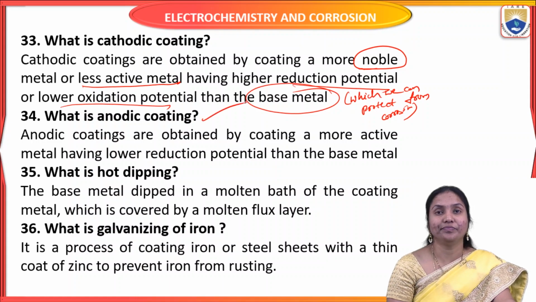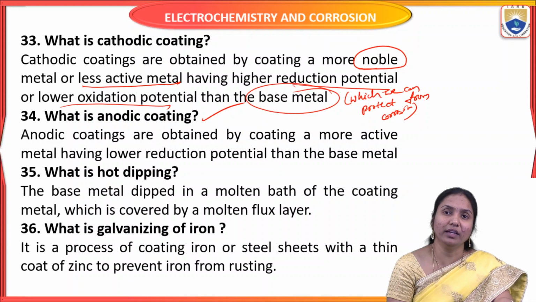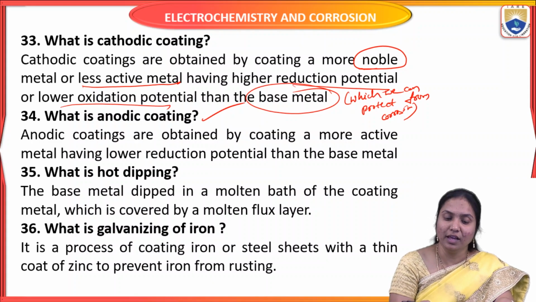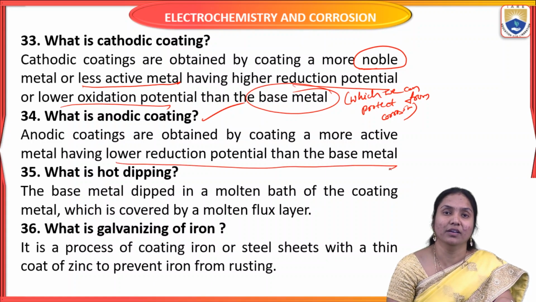And next question is, what is anodic coatings? So anodic coatings are obtained by coating a more active metal, having lower reduction potential than the base metal. So in this case, corrosion is concentrated in the anodic area. So in that case, the base metal acts as cathode, which is protected from corrosion when we apply this type of coating.